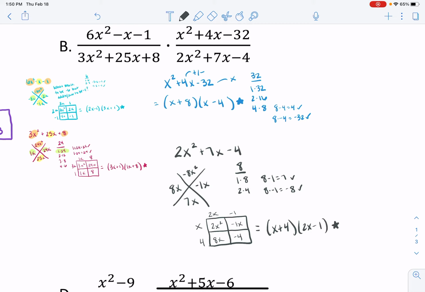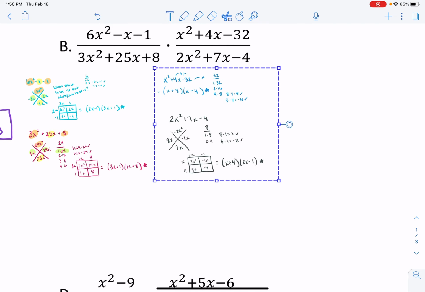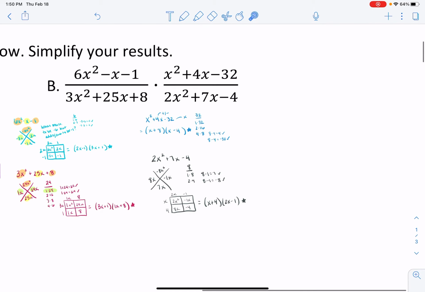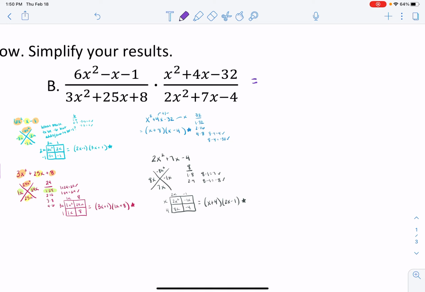Okay. I'm going to make these a little bit smaller just so they're out of my way. All right, so now what I'm going to do is I'm going to rewrite each of these to what we found them to be. So for the top line here, 6x squared minus x minus 1, we had found 2x minus 1 times 3x plus 1, so I'm going to rewrite that.